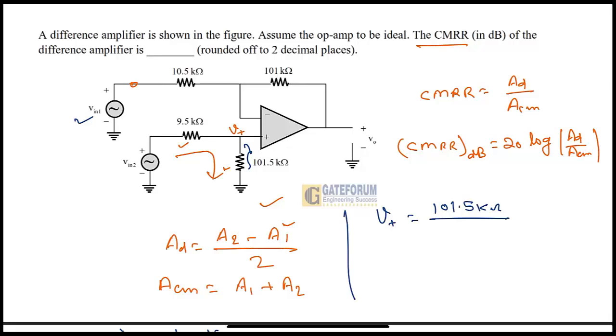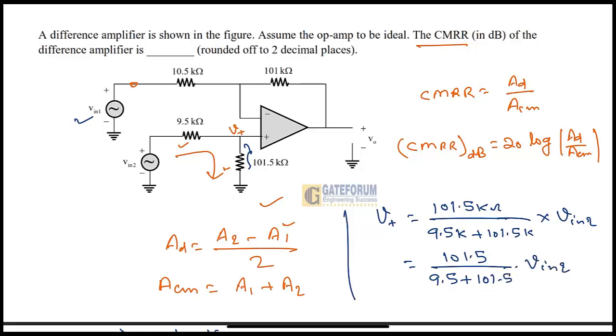101.5 kilo ohm divided by 9.5k plus 101.5k into V in 2. So this V plus will become 101.5 divided by 9.5 plus 101.5 into V in 2, because kilo will get cancelled from the numerator as well as the denominator, and we have to use this for calculating VO2.